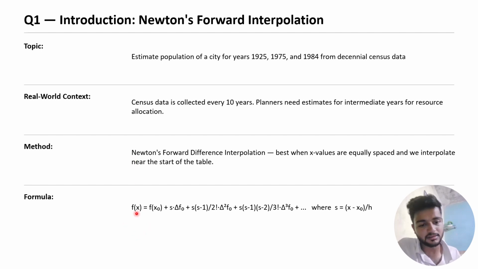The formula is f(x) equals f(x0) plus s times delta f0 plus s into (s minus 1) divided by 2 factorial multiplied by delta square f0 plus s into (s minus 1) into (s minus 2) divided by 3 factorial and delta cube f0, where s is equal to (x minus x0) divided by h, the height of the given x.